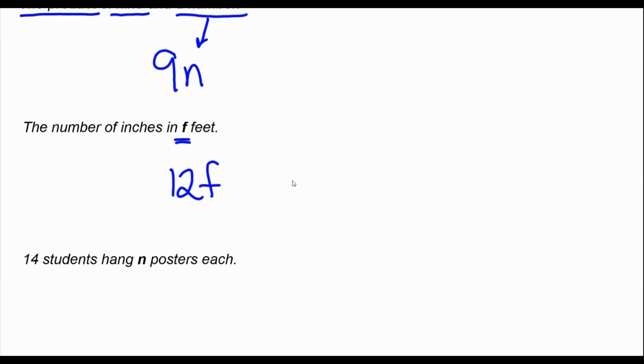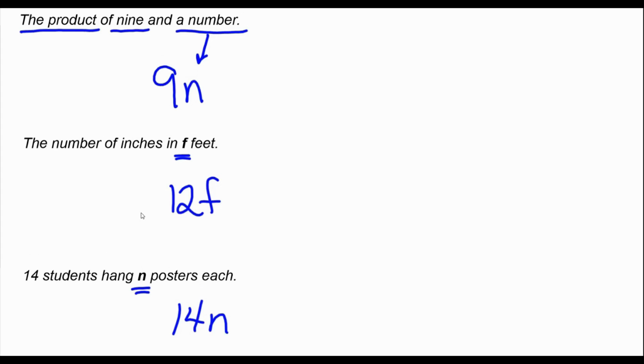And then 14 students hang n posters each. That means we don't know how many posters they hung each, but how many posters would there be total in this situation? Well, if we knew how many posters they hung each, every one of them hung the same number of posters. So that would be equal groups, 14 groups of n. So that's implying multiplication. So how many posters did they hang total? They hung 14 times n posters. And again, I know it's difficult for some students to just write that because they want to know exactly how many posters were hung or substitute a number in there, but we just don't know, so we have to use a letter to represent that unknown.